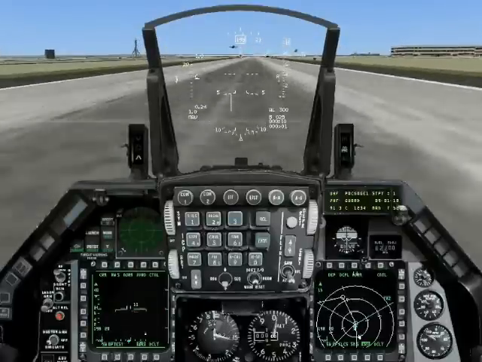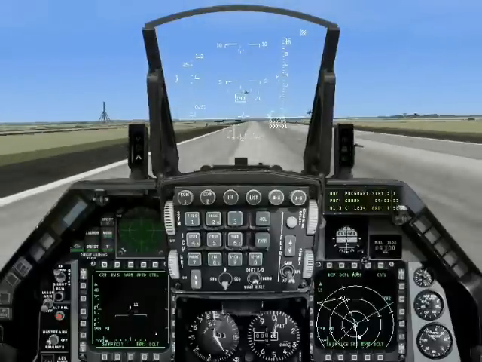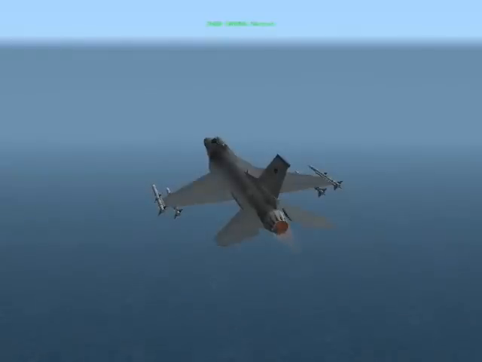Gentlemen, welcome to hop number 3. Today we will investigate how to turn your Viper around as fast as possible and why it is important to do so.